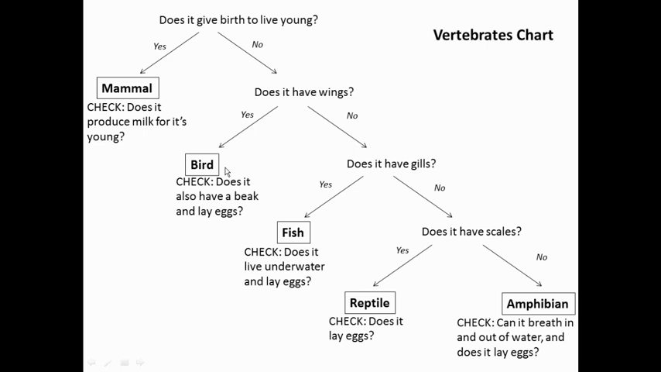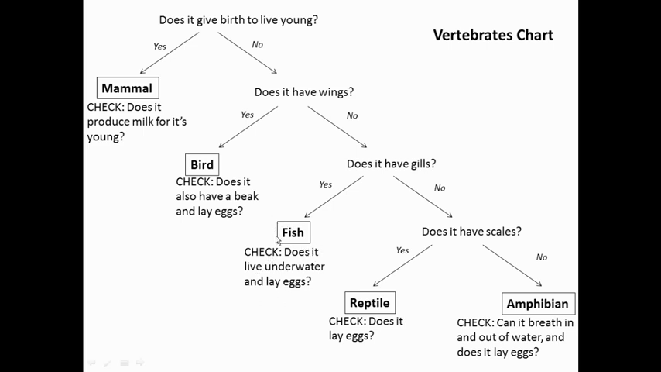And then you can check, does it lay eggs? Does it have a beak? If it's yes to all of those answers, then it's probably going to come under bird. If it doesn't have wings, does it have gills? If yes, gills are the things at the side of a fish's neck, which allow them to breathe.